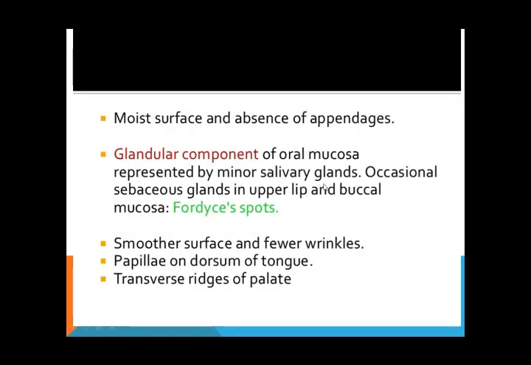Moist surface and absence of appendages. The glandular component of oral mucosa is represented by minor salivary glands, with occasional sebaceous glands in the upper lip and buccal mucosa, called Fordyce spots. Also a smoother surface and fewer wrinkles, papillae on the dorsum of tongue, and transverse ridges of palate. These are the clinical features of the oral mucosa.